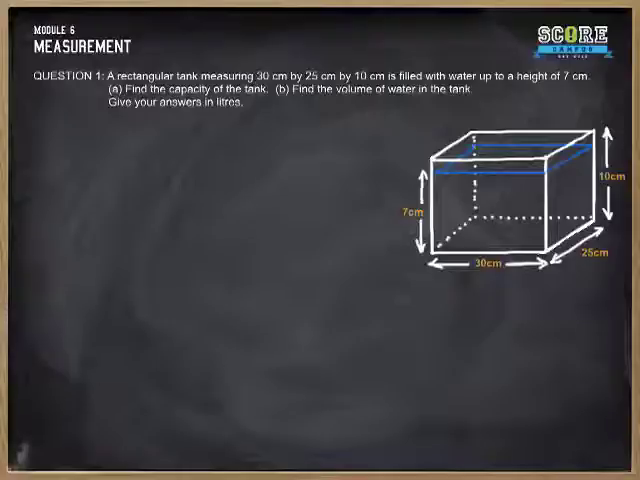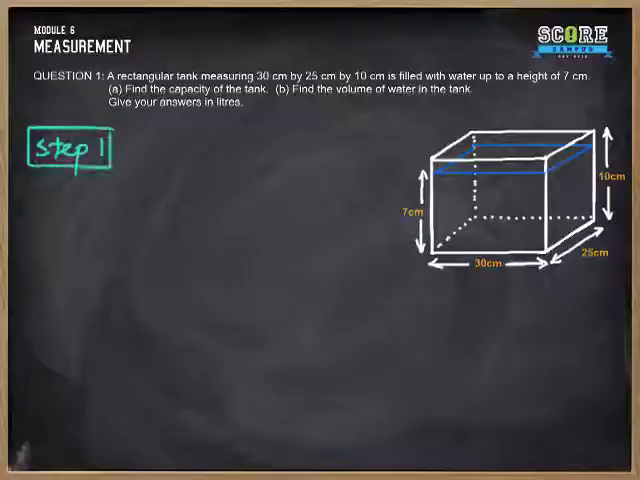Question 1, students. A rectangular tank measuring 30 cm by 25 cm by 10 cm is filled with water up to a height of 7 cm. Question A is this: find the capacity of the tank. B, find the volume of water in the tank. Give your answers in liters. That instruction is given. Now, the capacity of the tank refers to how much it can hold altogether. That means its total volume. So in this case, capacity is the same as volume. Don't get confused by two different words.